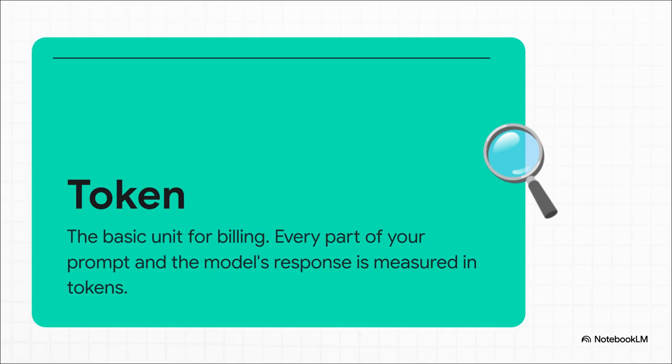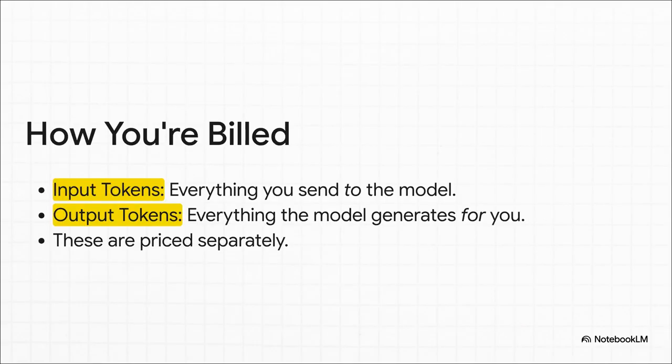But here's the most important part. Everything gets measured in tokens. Everything you send to the model and everything it sends back. And this is a really critical point that sometimes trips people up. You get billed for 2 separate things. You have your input tokens, that's your prompt, your question, whatever you send to the model. And then you have your output tokens. That's the answer it generates for you. And as you're about to see, these 2 things almost always have different price tags.